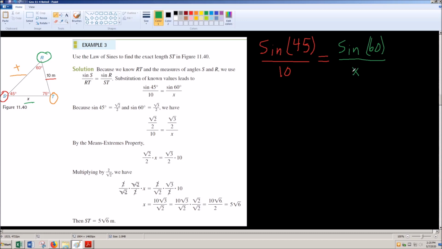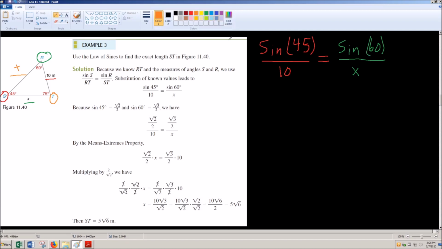Well, two things you can do. One, you can think of this as multiplying by X and then dividing by this stuff, or you can cross multiply and then divide by sine 45. It doesn't matter which route you go, you're going to get to the same spot. I'm going to use this entire problem as sine 45 and sine 60 until I get to the end, once I've got X isolated. Then I'll start changing what sine 45 and sine 60 look like.